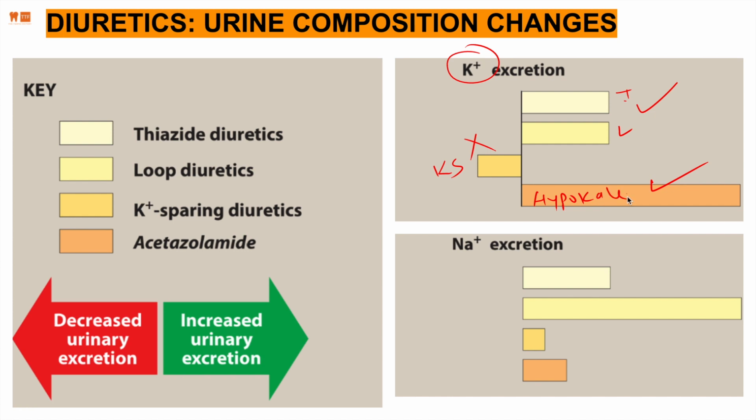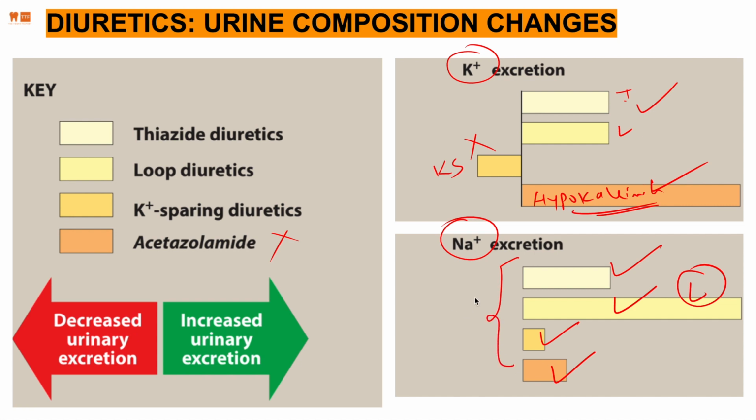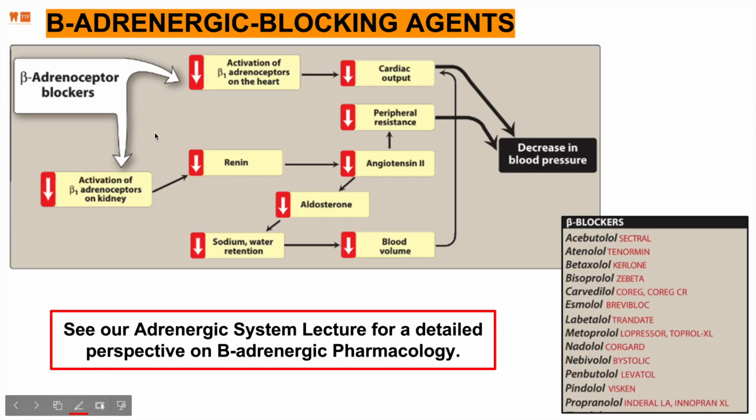hypokalemia, acetazolamide is the worst. In sodium excretion, thiazides of course excrete sodium. Loops have the highest potency in excretion of sodium. Potassium sparing have some ability, and acetazolamide also has some ability. But none of them decrease urinary excretion of sodium, right? All of them need to get rid of sodium. That's the main goal. So we talked about a large chunk of antihypertensive medications.